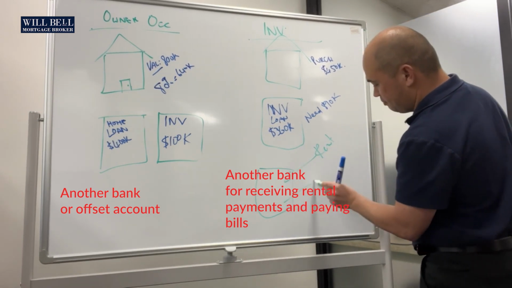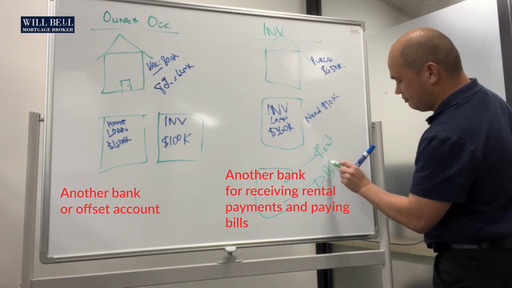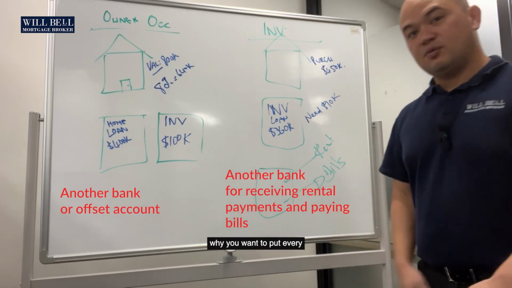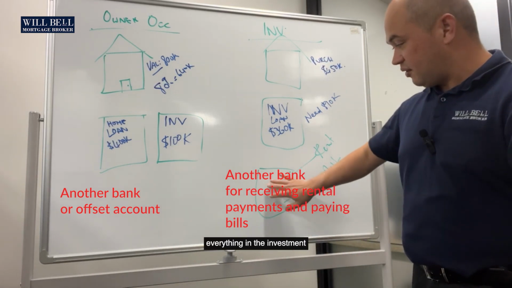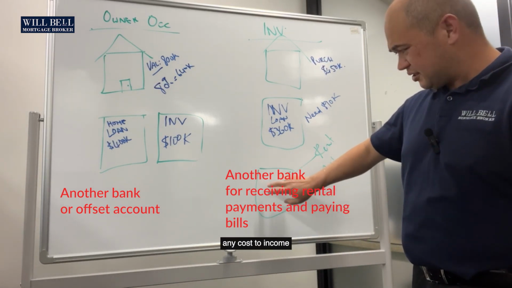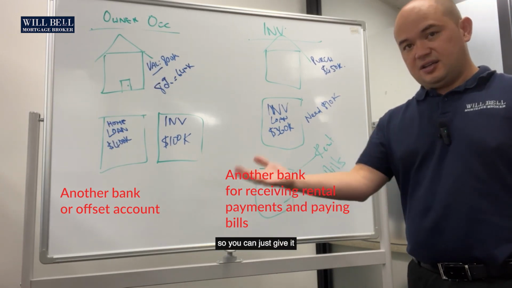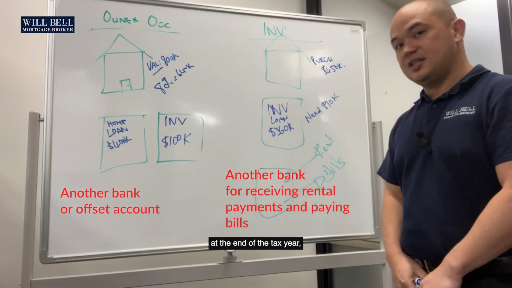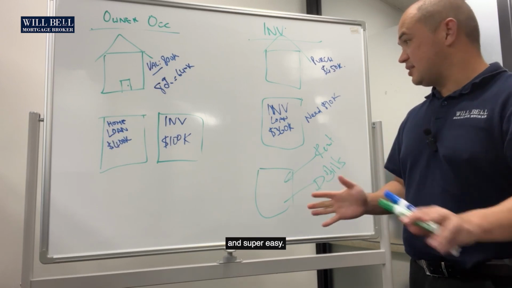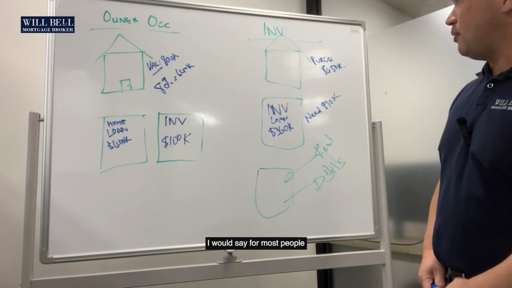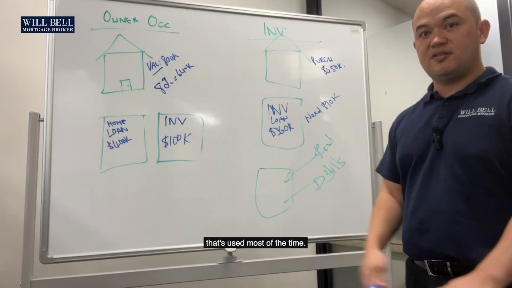and the bills go out. Again, the reason why you want to put everything in the investment, any cost or income with the investment, through this bank account, is so you can just give it to your accountant at the end of the tax year. Makes things super simple and super easy. I would say for most people, this is a structure that's used most of the time.